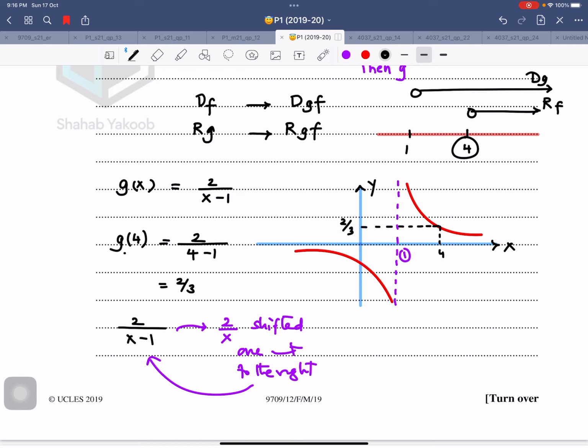I can see it on the side. Now when I am getting g of 4 is 2/3, and it's getting very close to the x-axis, therefore the range of gf is lying between 0 and 2/3. It's greater than 0, lesser than 2/3. That is the answer. So this is the approach that I took for this part.